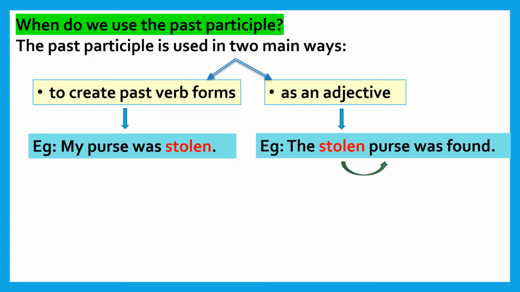The other example, the stolen purse was found. In this sentence, the word stolen describes the noun purse in the sentence. Which purse? You get the answer, stolen. And even adjectives describe a noun. Hence, here the word stolen does the work of an adjective. So, past participles are used as a past form of the verb and it is also used as an adjective.